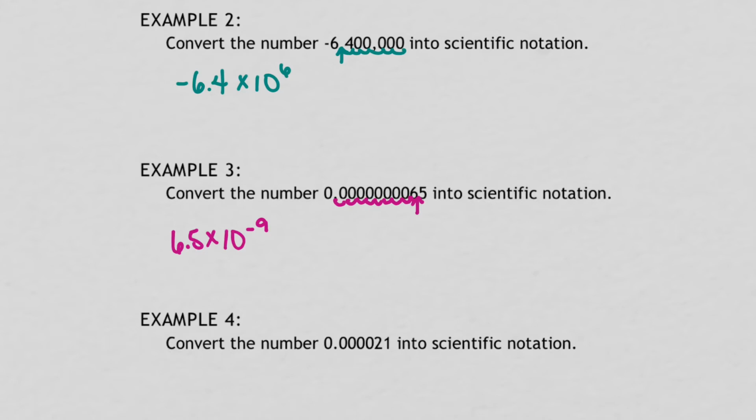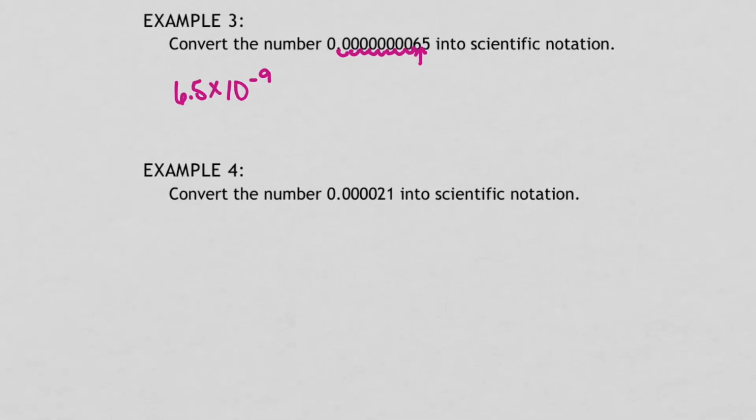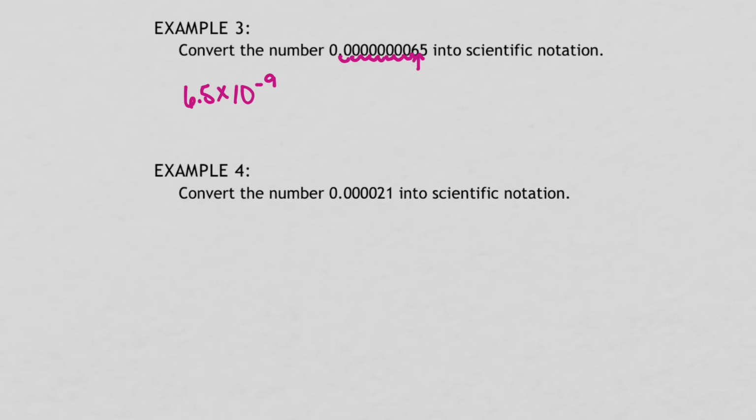Example 4 works the same way. Because we have a decimal number, we're going to have a negative exponent. And the decimal would be after the 2. So we'll have 2.1 times 10 to the negative 1, 2, 3, 4, 5.